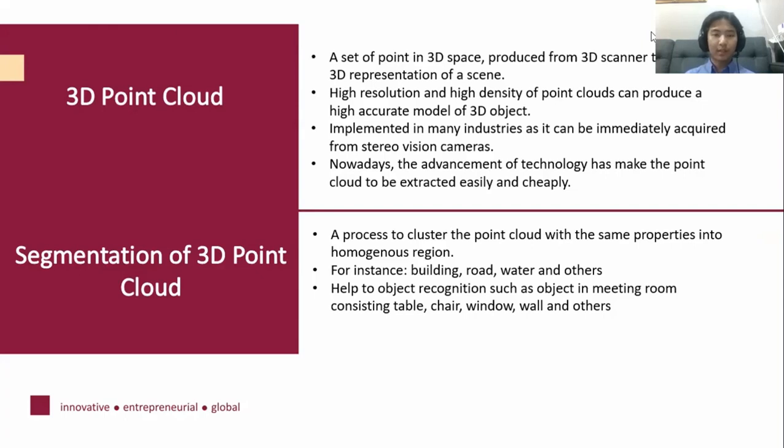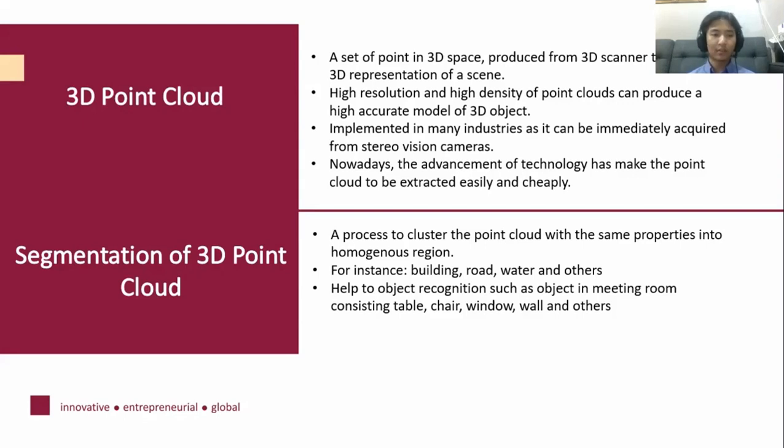3D point cloud can be described as a set of points in 3D space produced from the 3D scanner to capture a 3D representation of a scene. With the high resolution and high density of point clouds, it can produce a highly accurate model of 3D objects. This 3D point cloud is also implemented in many industries as it can be immediately acquired from stereo vision cameras. And nowadays, with the advancement of technology such as in mobile, point clouds can be extracted easily and cheaply.